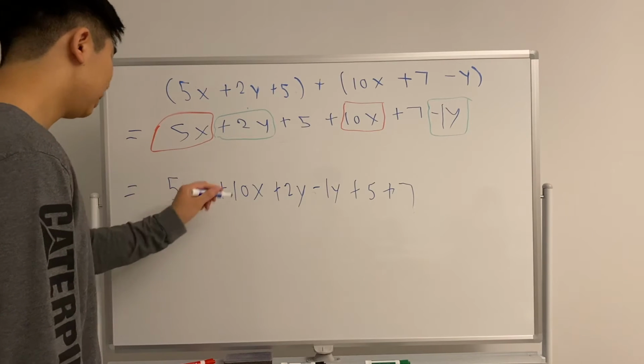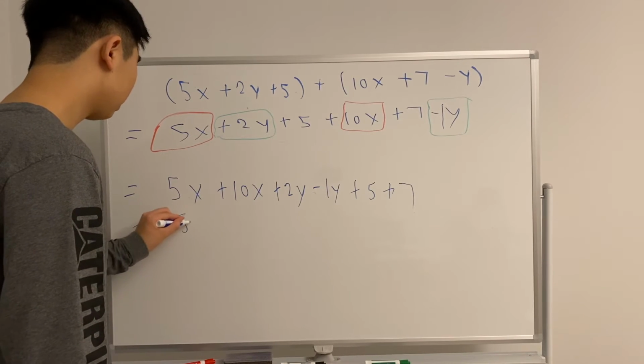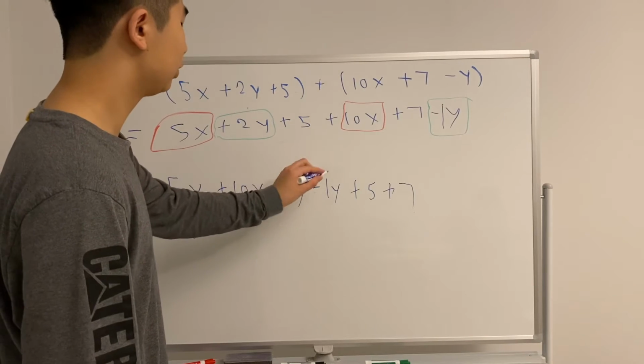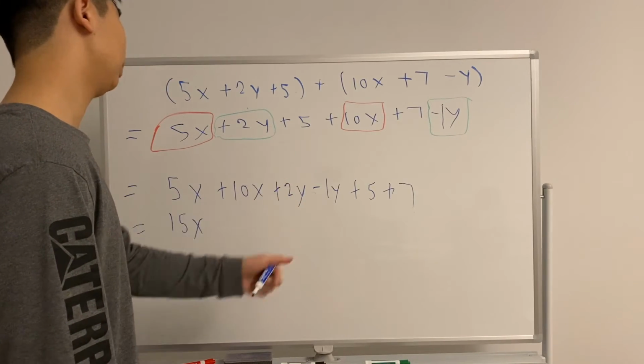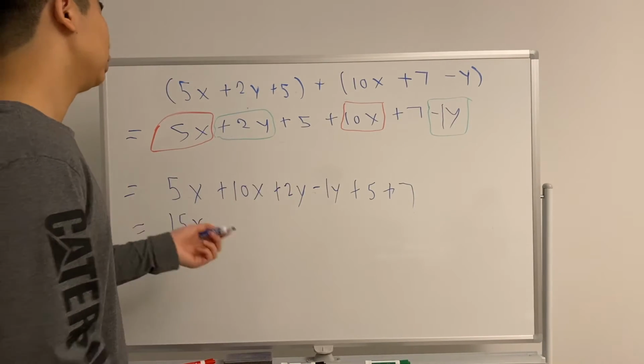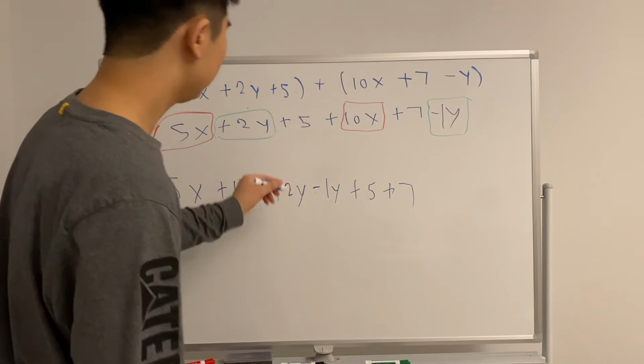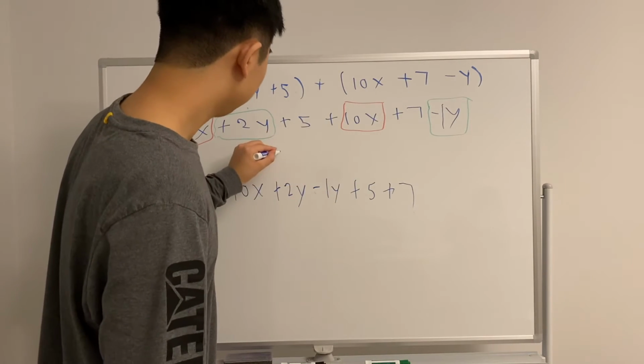So 5x plus 10x is just 15x. 2y minus 1y: y. 2 minus 1 is just 1. So it's 1y. So let me just do this on the side here.